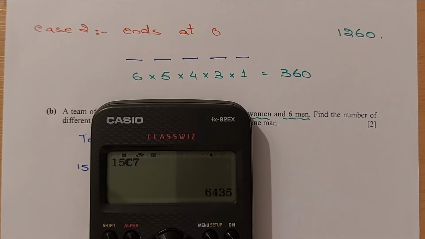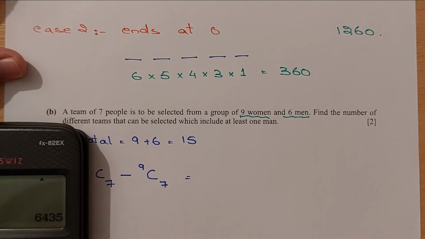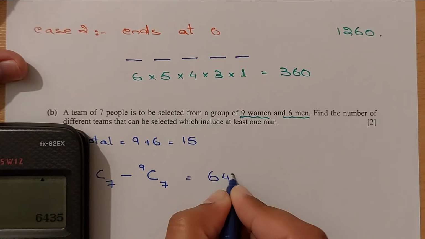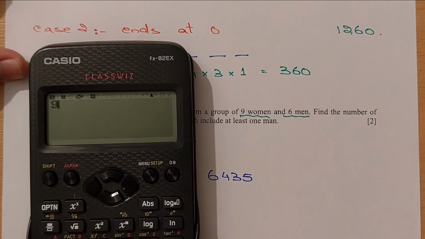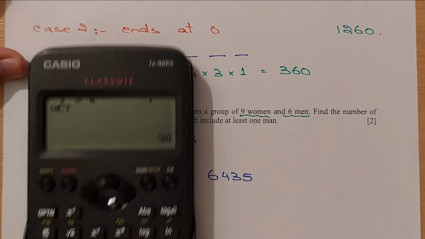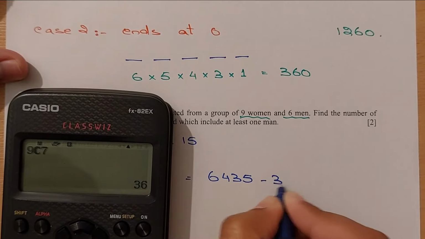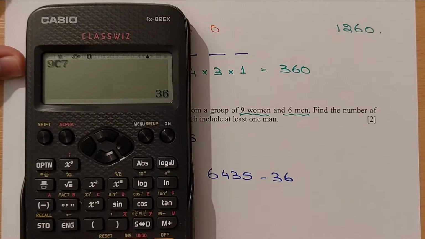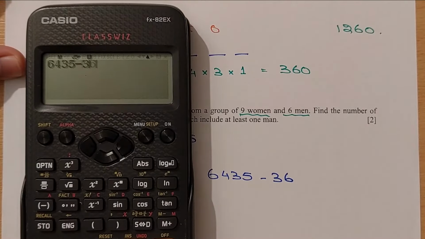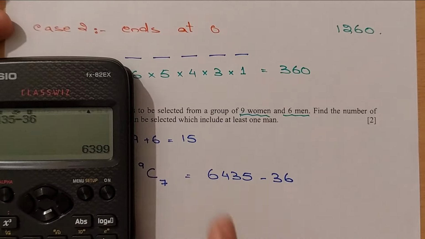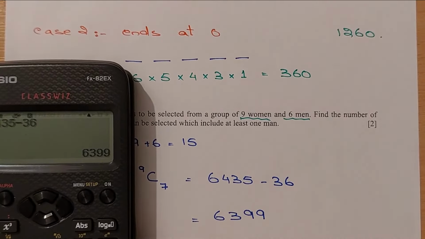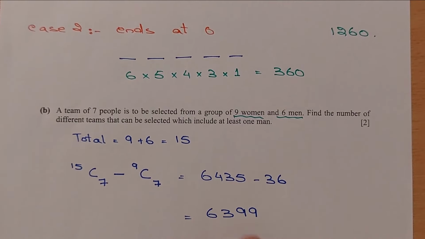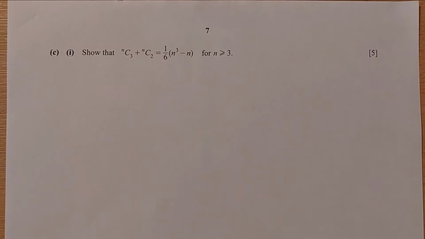and that is 6435, and 9C7 is 36, minus 36. 6435 subtract 36 is 6399. So we can make 6,399 teams which include at least one man.